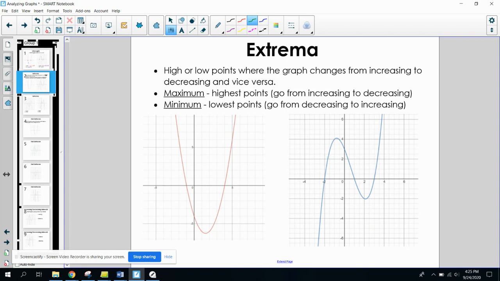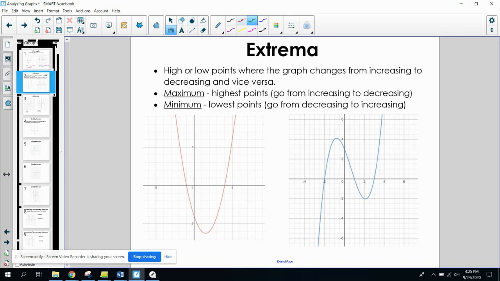Another key feature that we have are the extrema. So extrema are the high or low points where the graph changes from increasing to decreasing and vice versa. Okay, there are two types of extrema. There are maximum and minimum. Maximums are our highest points, and that's where the graph goes from increasing to decreasing. And minimums are our lowest points, and they go from decreasing to increasing.